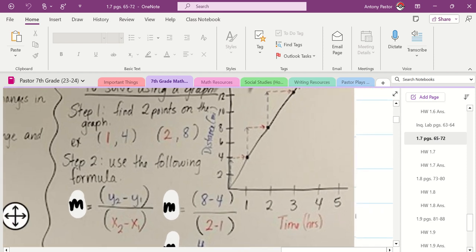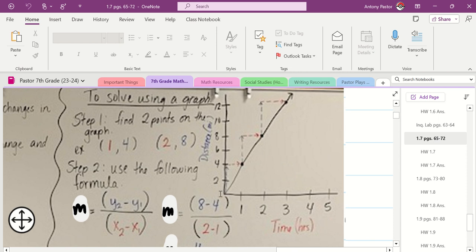And then here with this example, we are looking at time in hours and distance. This person went 1 hour and looks like they traveled 4 miles. This one went 2 hours, looks like they traveled 8 miles. 3 hours, looks like they traveled 12 miles. This is a constant rate of change. It's going 4 miles up each hour.